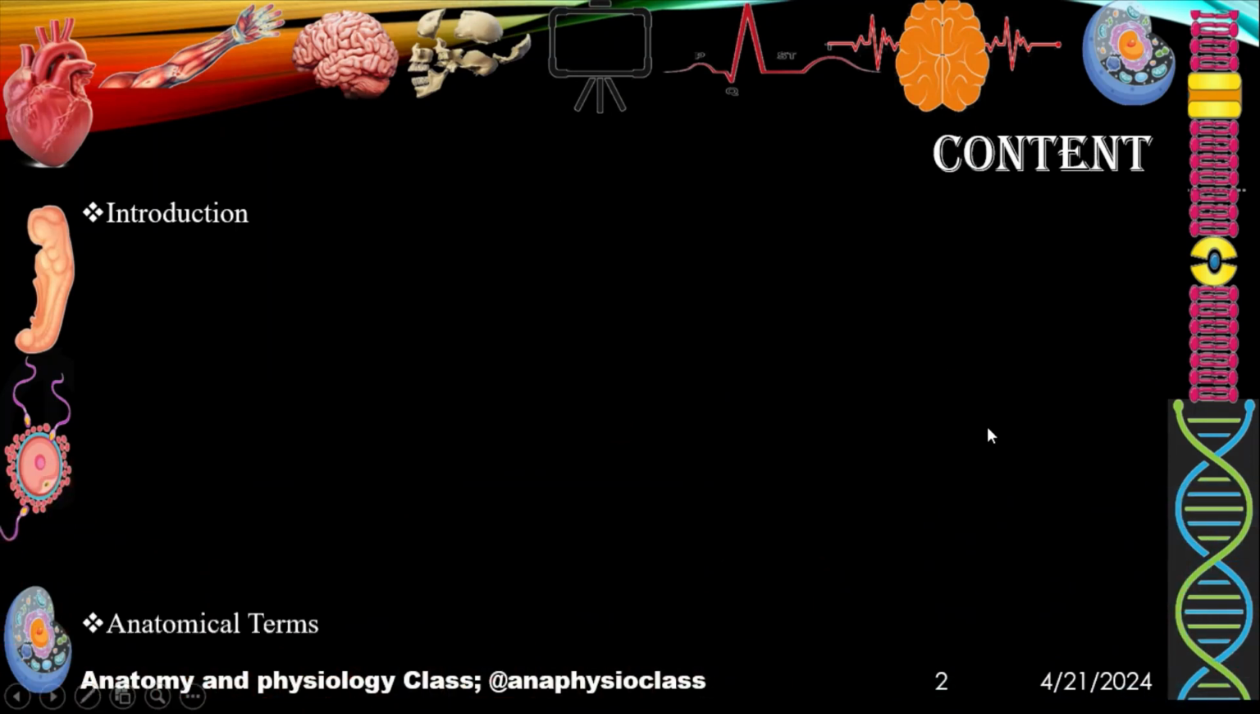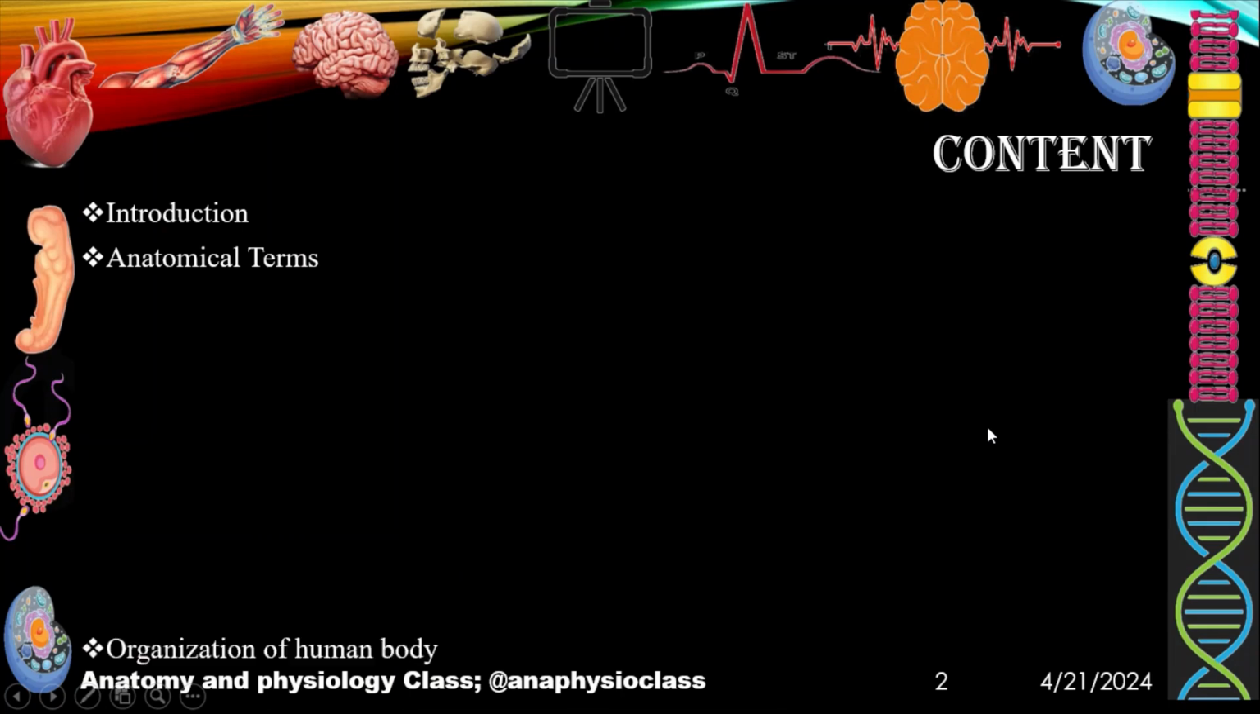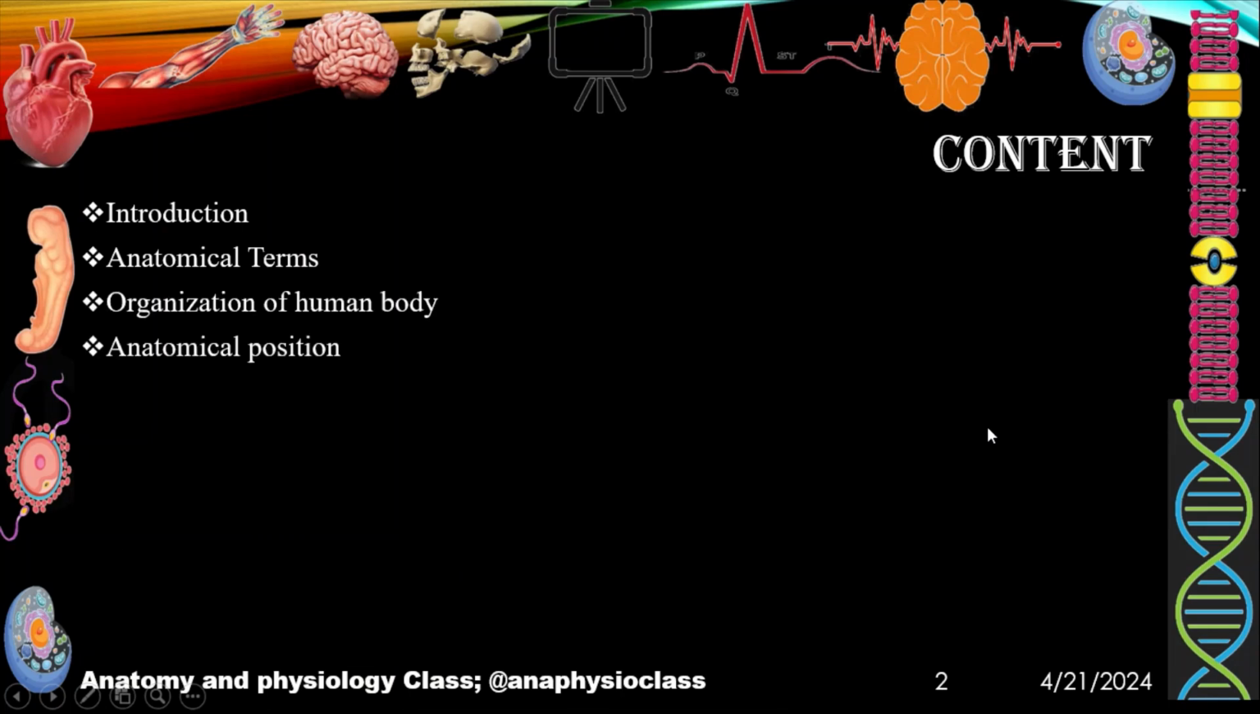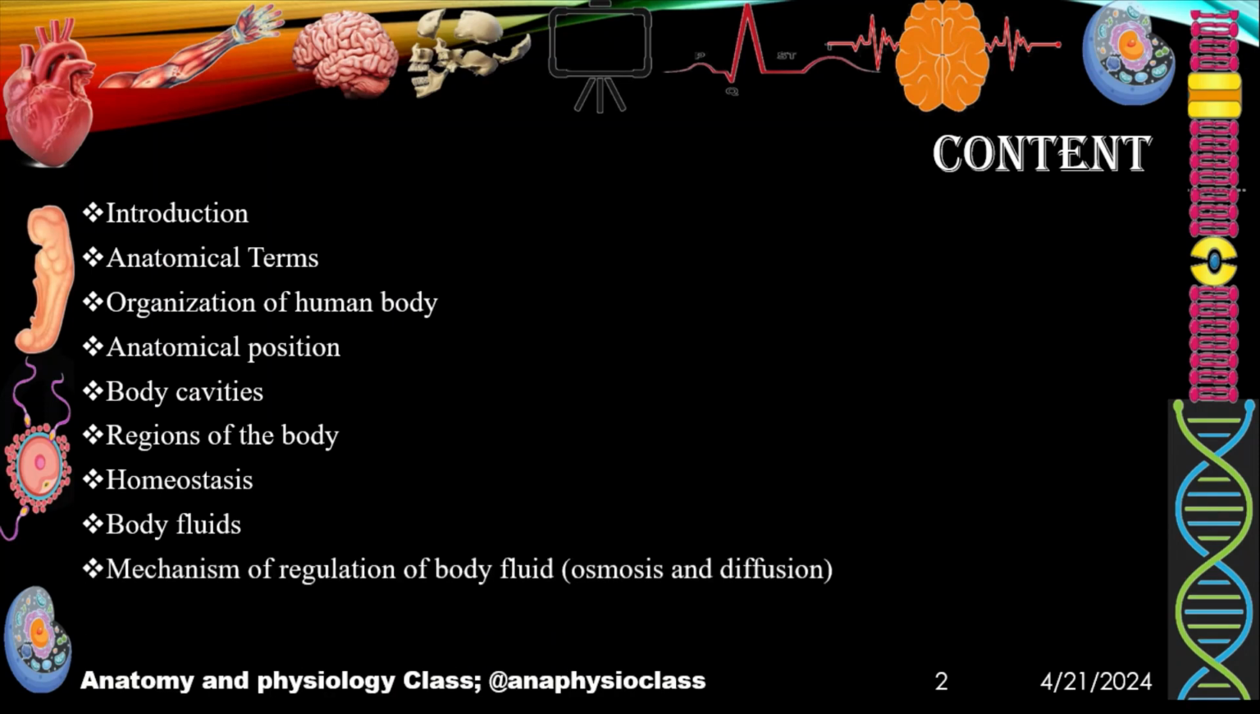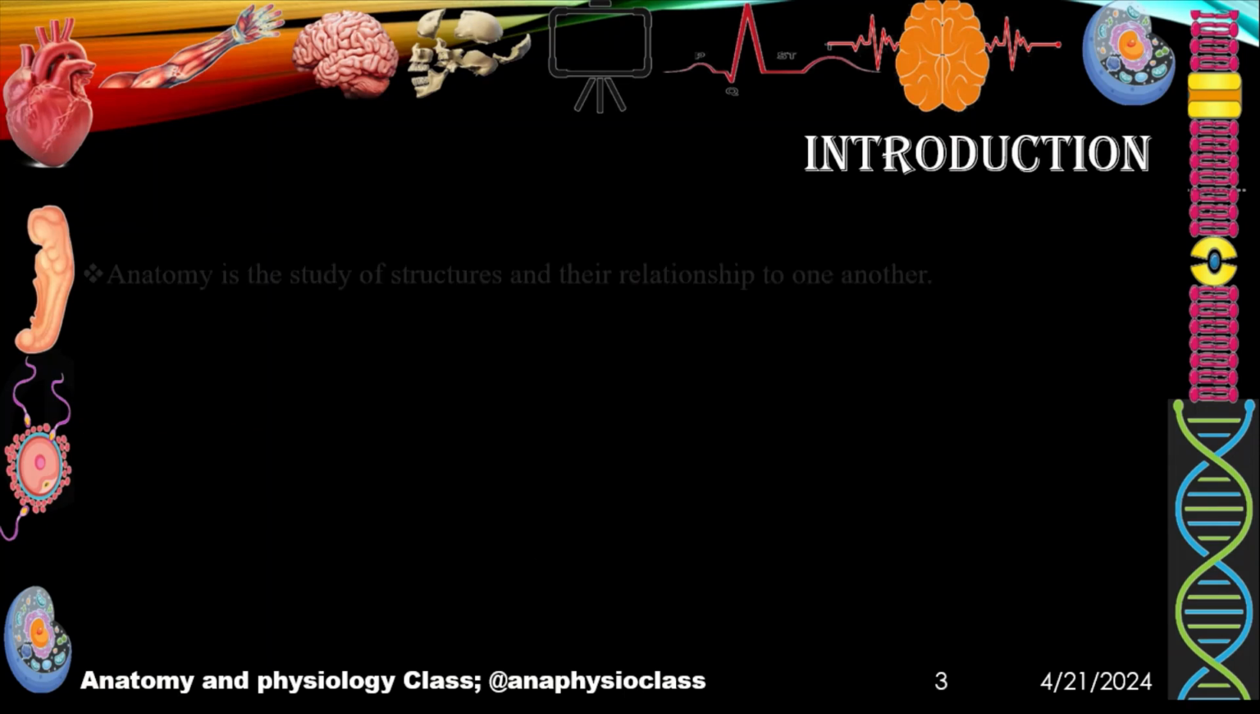So firstly, we are going to see the introduction, anatomical terms, organization of the human body, anatomical position, body cavities, resonance of the body, homeostasis, body fluids, then mechanism of regulation of the body fluids. Where we are going to talk about diffusion and osmosis.